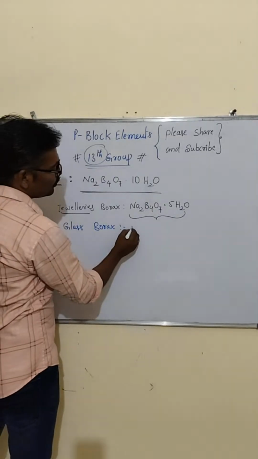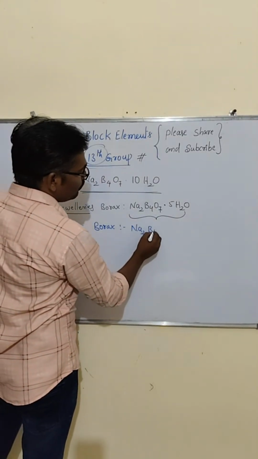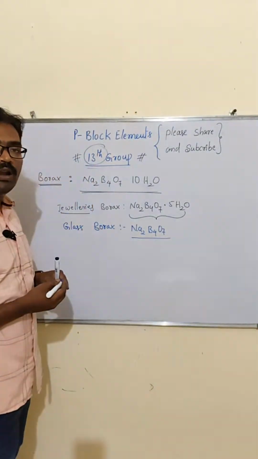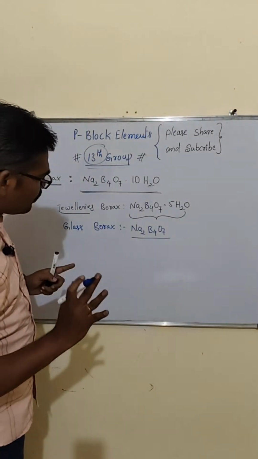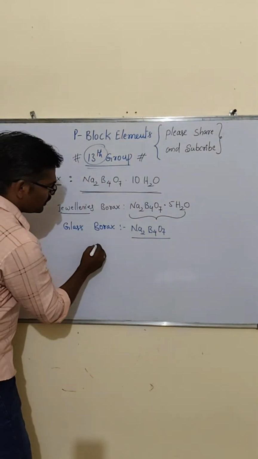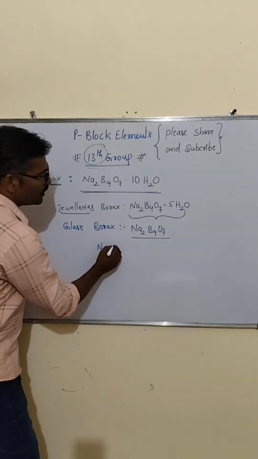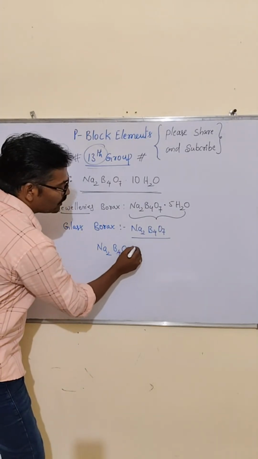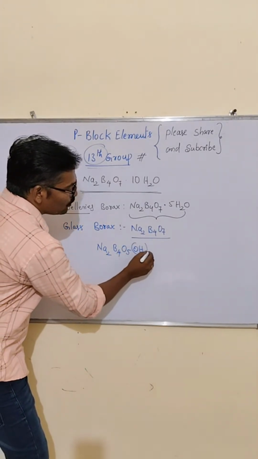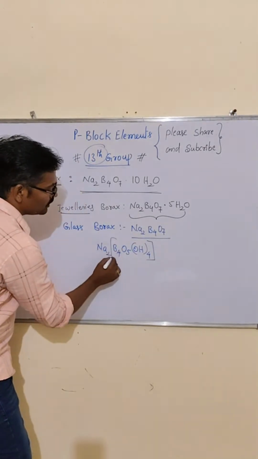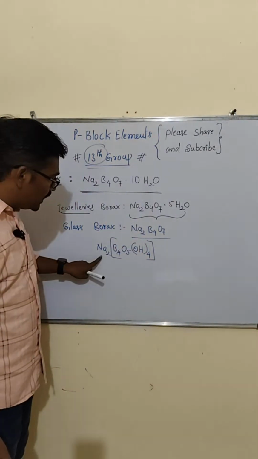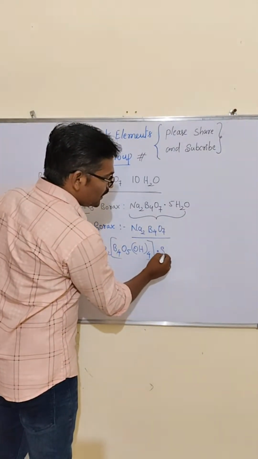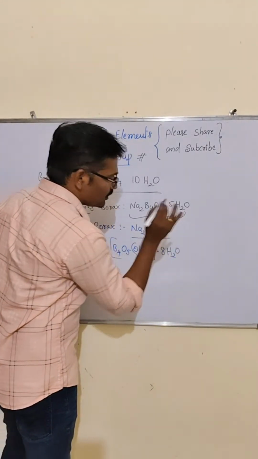Then glass borax contains only Na2B4O7 without hydrated water molecules. So the actual formula of borax is Na2B4O5(OH)4.8H2O. Observe it carefully. This is a very important question. This is the original formula actually.